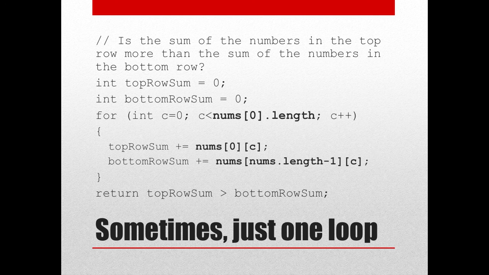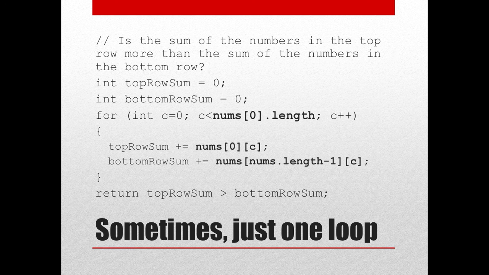Similarly, the bottom row sum plus equals nums bracket nums dot length minus 1. Remember that nums dot length is the number of rows. Because we start at 0, if there's 10 rows, the bottom row would be row index number 9. So let's say nums.length is 10, nums.length minus 1 would be 9. The bottom row would be number 9. And then similarly bracket c, with c going through the number of columns, like 9, 0, 9, 1, 9, 2, and so on. And then we just return which of those numbers is bigger.